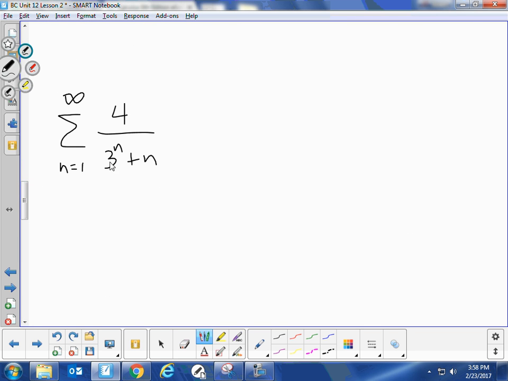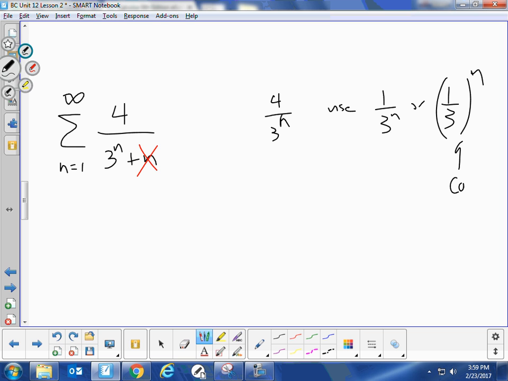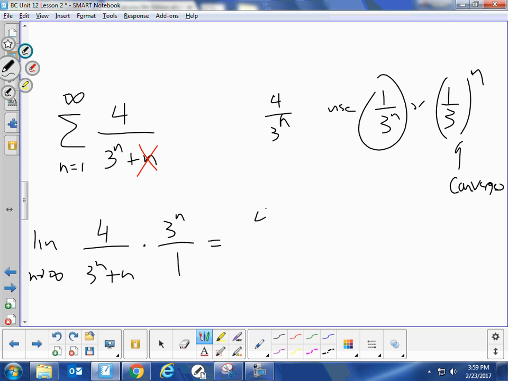Let's look at the next one, 4 over 3 to the n plus n. So I think about it, and I immediately go to that n gets crossed off, and I have 4 over 3 to the n that I want to compare to. Well, I'm going to use 1 over 3 to the n, or 1/3 to the n, which I know converges. It is a geometric series with the r less than 1. Now let's see, I'd have 4 over 3 to the n plus n divided by 1 over 3 to the n, so that's times 3 to the n over 1. Now, let's just do the limits as n approaches infinity. I'd end up with 4 times 3 to the n over 3 to the n plus n. This n won't matter. These would end up canceling, just giving us 4.